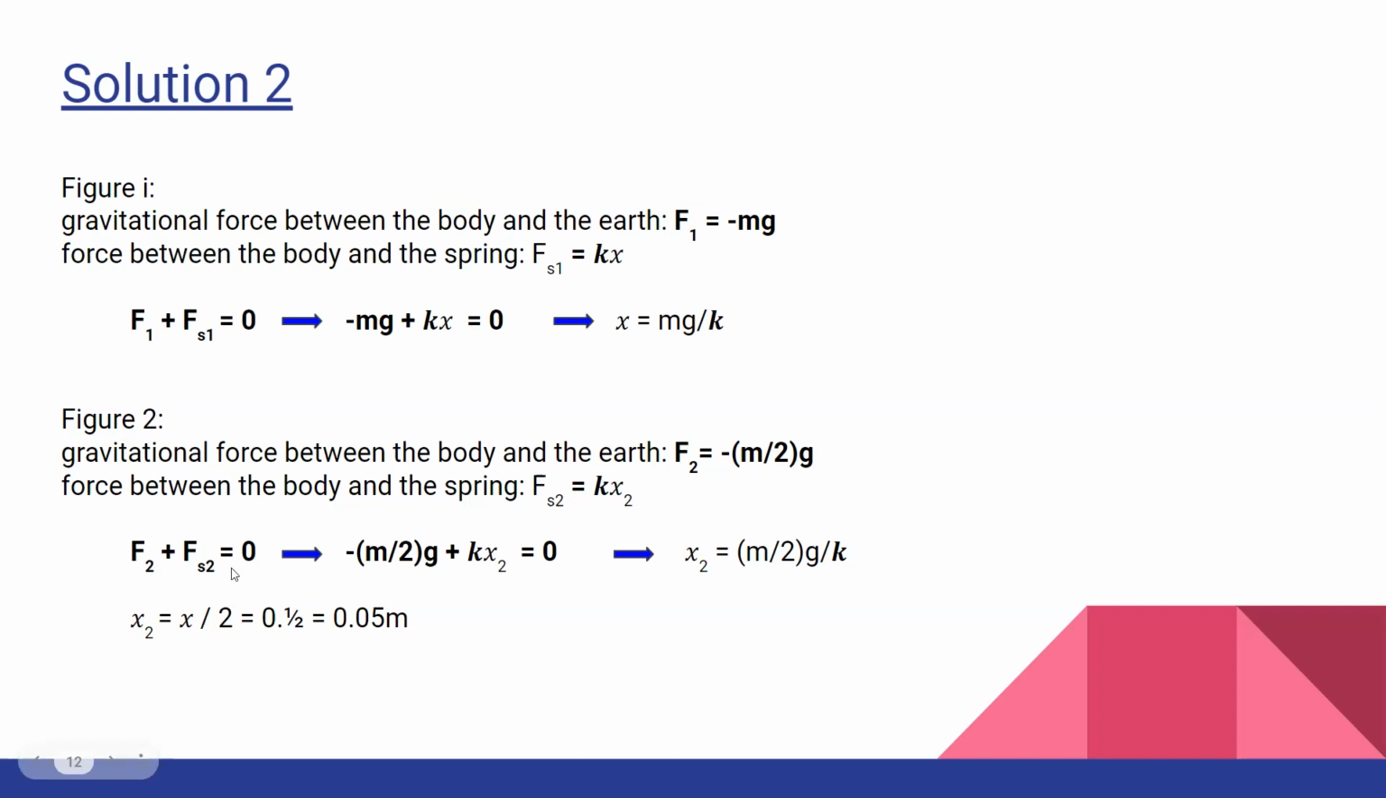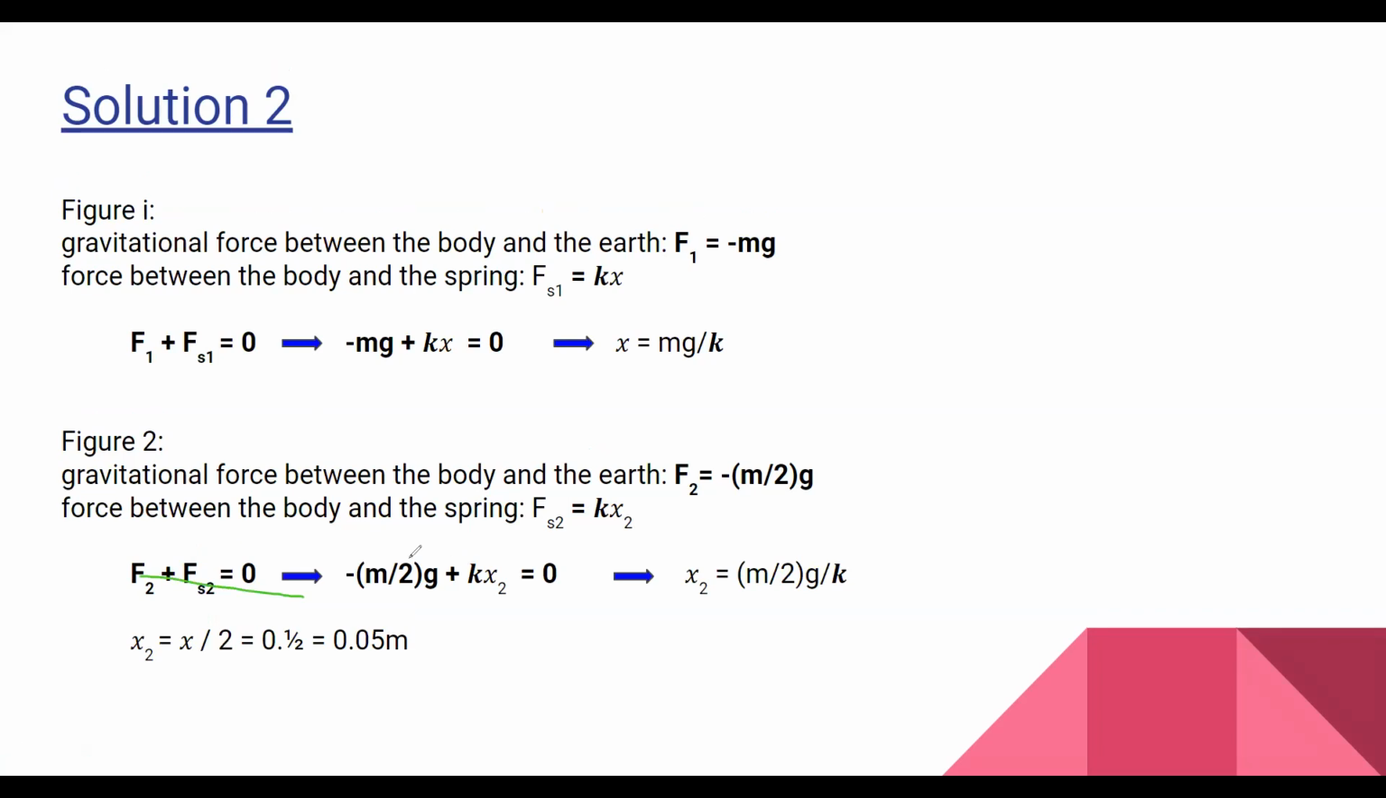So we can rewrite that the formula that the net force is 0 as this, and we can again substitute in values here. As you can see, we have to keep in mind that this is over 2, but the second term remains the same. Solving for x2, similar to the first figure, reveals that x2 is m over 2 g over k.